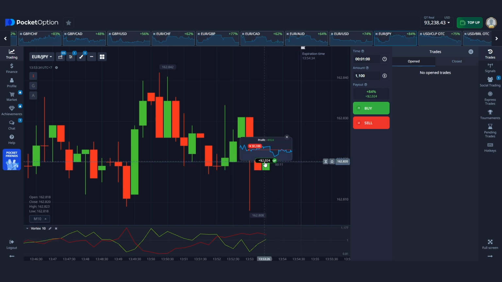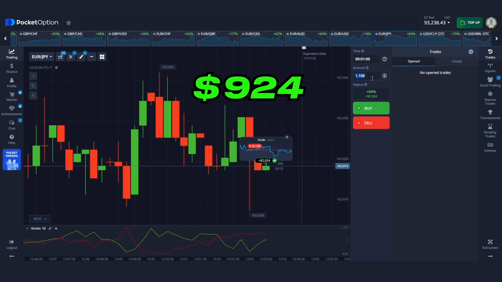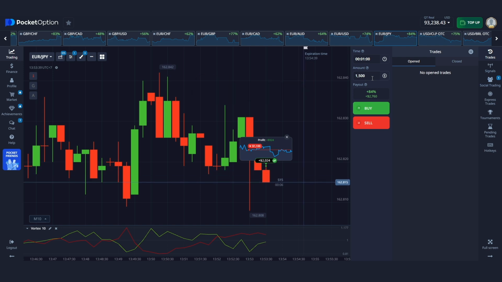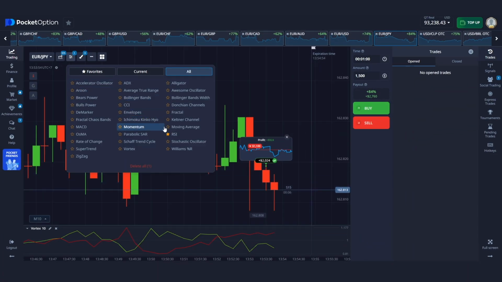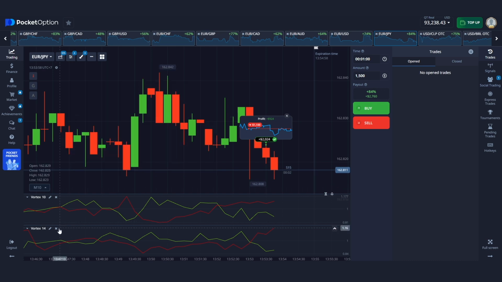An excellent first trade brings me a good profit. Let's open the next trade for $1,500, but first let's look at the settings and how to add this indicator. We click on the indicators tab, and here we need to add the vortex indicator. We add it to the chart and then it needs to be configured.